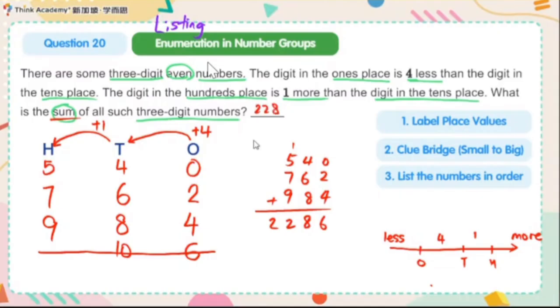All right, so that's enumeration in number groups. For my MHA kids, you have learned this before. Okay, so hopefully this is a good refresh for you. All right, and now let's move on to the next question.